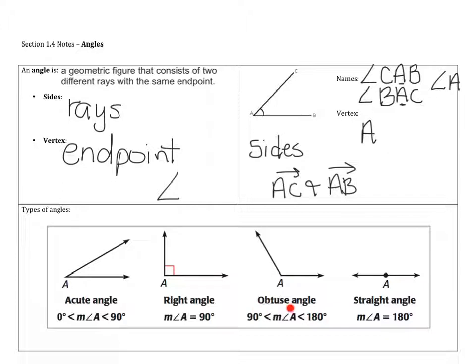Next, we have obtuse angles, which have to be greater than 90 but then less than 180 at the same time. And finally, we have straight angles, which is basically like the angle's been opened all the way up into a straight line. So it's exactly equal to 180 degrees, since a straight line is 180 degrees.